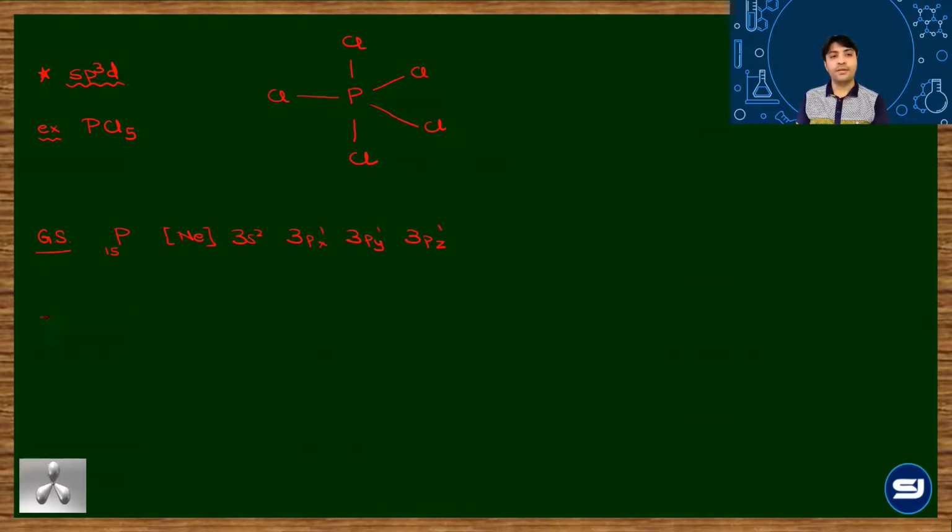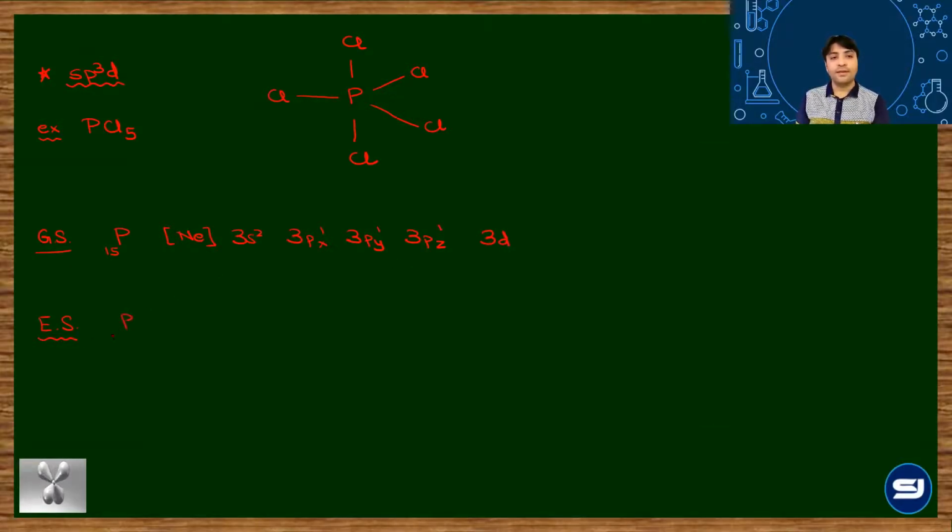Next, will there be need for an excited state? Yes, sir. Why? Because it is pentavalent. In the ground state, it has only three half-filled orbitals, but the actual valence in PCl5 is 5. That is why one of the electrons from 3s would become unpaired and would jump into the vacant 3d orbital.